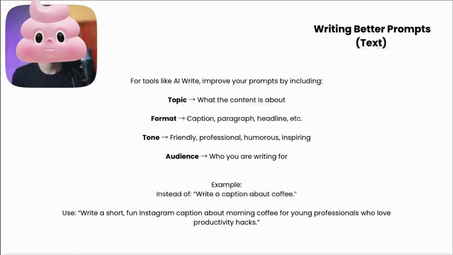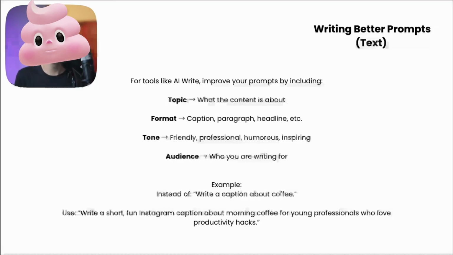So let's start with actually analyzing how you can write better text prompts, right? So for tools like the AI Write inside of Canva AI, you can improve your prompts by including those 4 parameters, or at least mentioning what these 4 parameters would look like in the output that you're expecting. So first of all, note down the topic. So what is the general concept of what you're asking? And I want you to take a screenshot of the slide because it's going to be super important for the next lesson of this course.